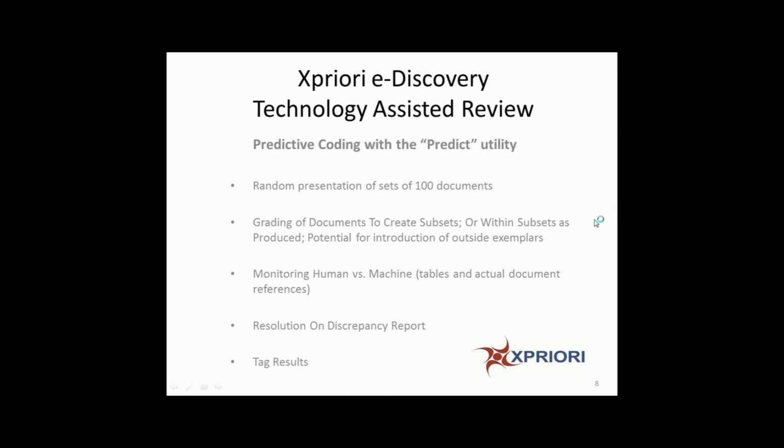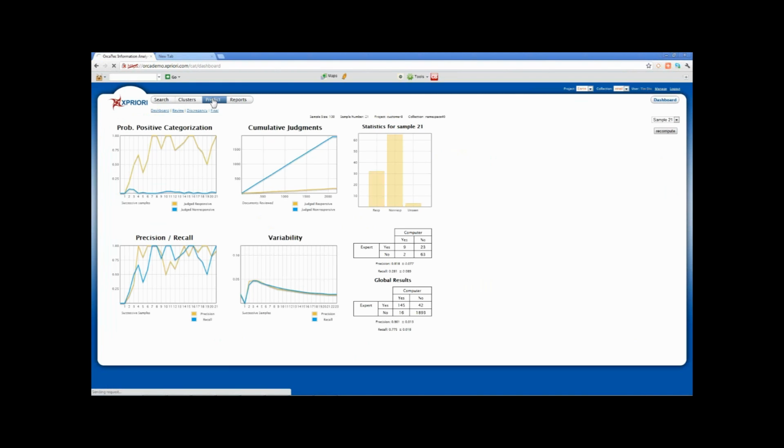Now we turn to the predictive coding tool that is part of the product. The tool will present randomly sets of 100 documents which you will be able to grade as being responsive or unresponsive, a document at a time. It also provides for a monitoring of human versus machine review and resolution of discrepancies between human judgment and the machine judgment, and also how to tag the results for inclusion in the organizational structure that you've created for the case. Punching on the word predict.